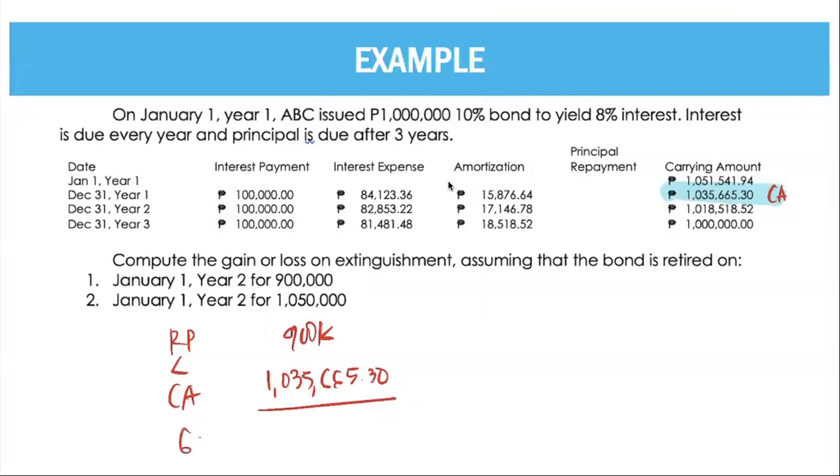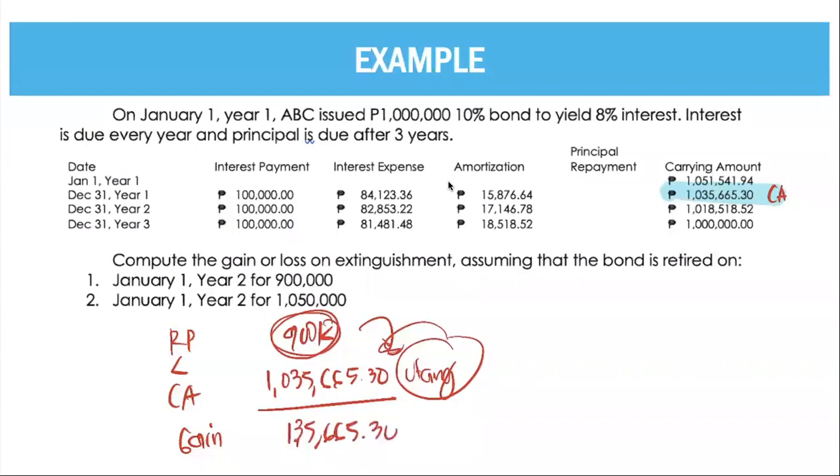So retirement price is lesser than carrying amount. We have a gain. Sir, bakit gain? Ito yung utang natin. Ito yung utang. Ito lang yung ibabayad mo sa utang. So, nakamura ka dun sa bayad mo sa utang. Since nakamura ka sa bayad mo sa utang, meron kang gain, 135,665.30.